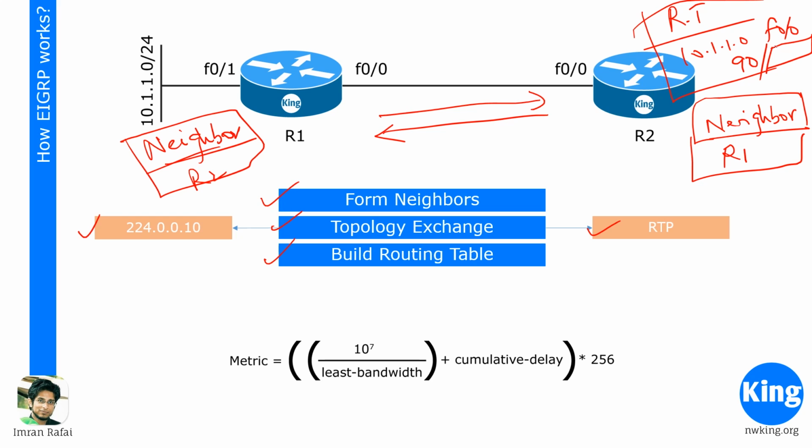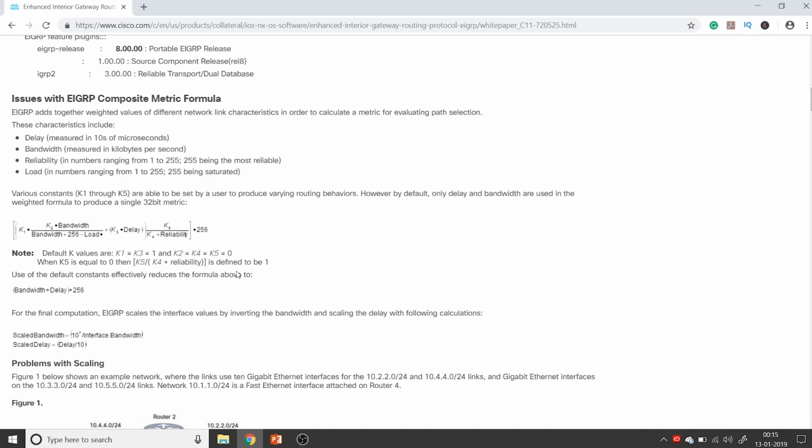So we talk about metric. So this is the metric. Now, the actual metric is slightly more complicated. You will have K values. So you'll have bandwidth, then divided by, you would have K values, then you will have some K values here. This is K3, whatever. Let me just quickly show it to you. So this is from Cisco's website.